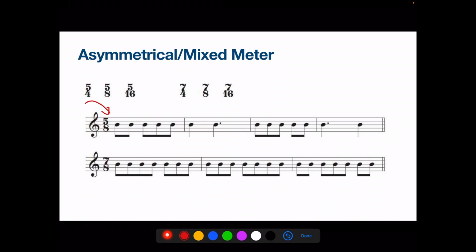But then the groupings are asymmetrical, right? So for the first group, you have 2 eighth notes. But for the second one, you have 3 eighth notes. And then it can change. So this is actually kind of exciting, right? Because asymmetrical meter means that the beats in each measure are grouped unevenly. And it creates a rhythm that feels a bit uneven or off balance, but in a way that can make the music feel more lively and interesting. So that's asymmetrical meter.